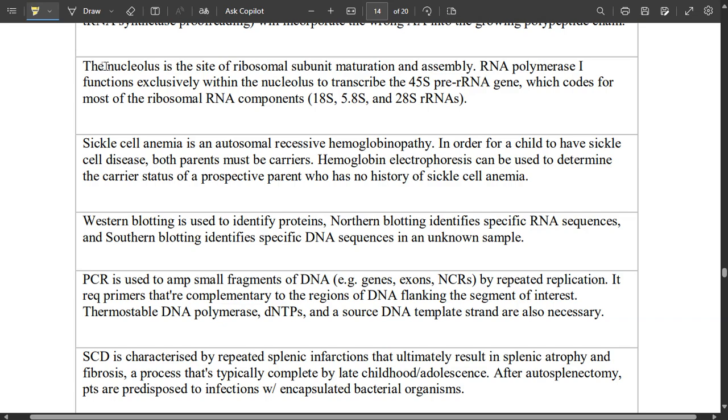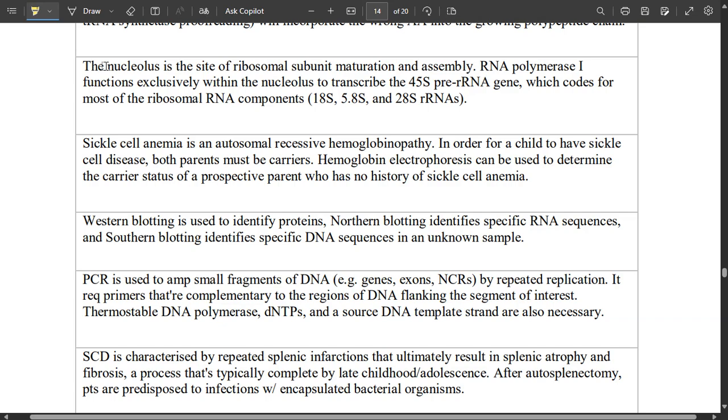RNA polymerase 1 helps in the transcription of the 45S pre-rRNA gene, which codes for most of the ribosomal RNA components. The 45S pre-rRNA gene codes for the components of ribosomal RNA, which are 18S, 5.8S and 28S. S stands for Svedberg units, and these are the rRNAs.